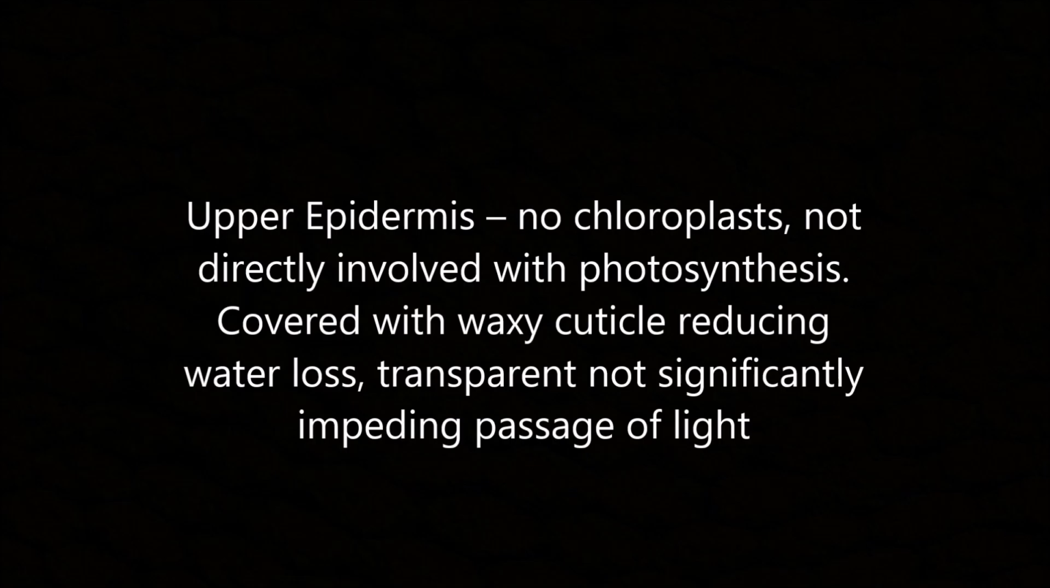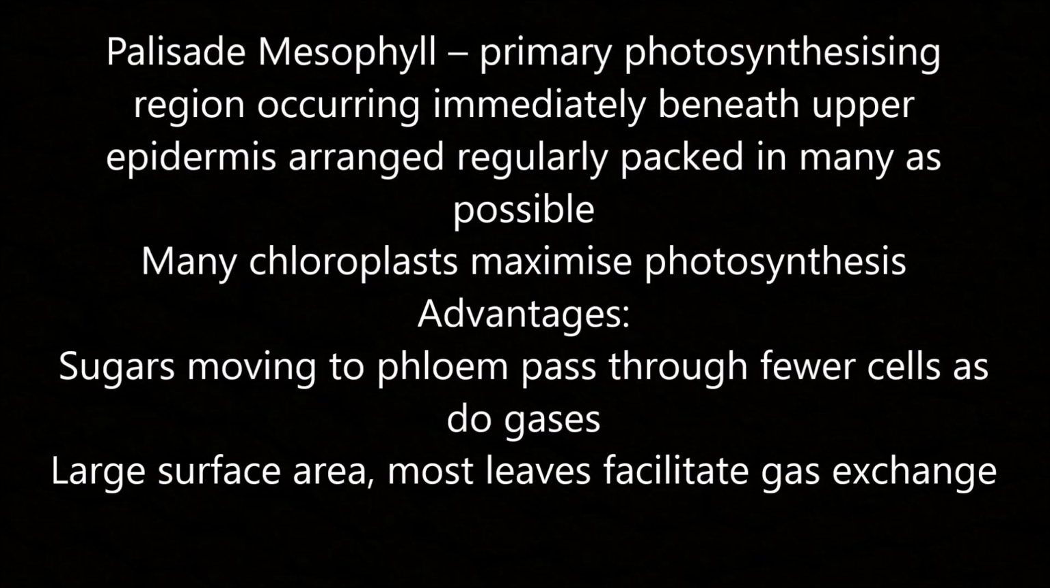The upper epidermis has no chloroplasts and is not directly involved in photosynthesis. It is covered with a waxy cuticle reducing water loss and is transparent, so it does not significantly impede the passage of light. The palisade mesophyll is the primary photosynthetic region, occurring immediately beneath the upper epidermis, with cells packed in as regularly as possible. Many chloroplasts maximize photosynthesis.